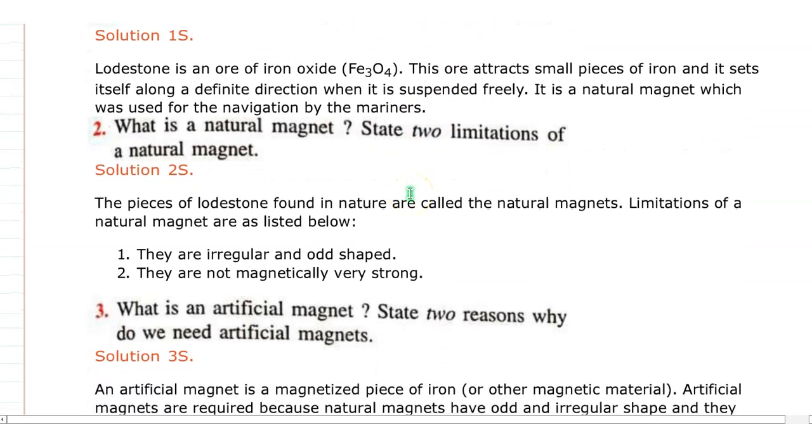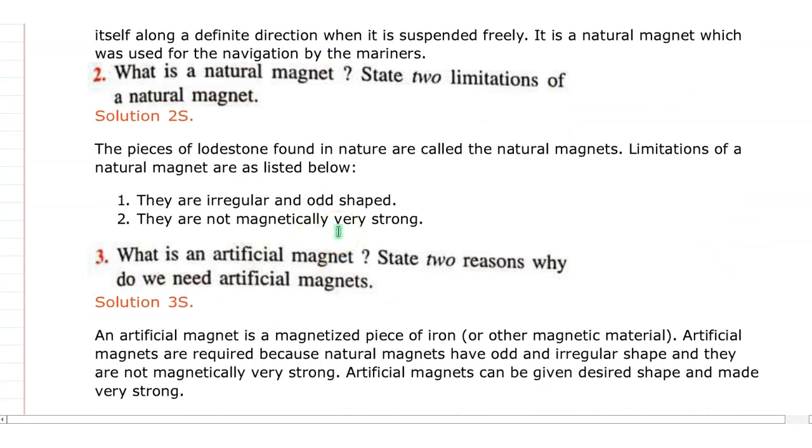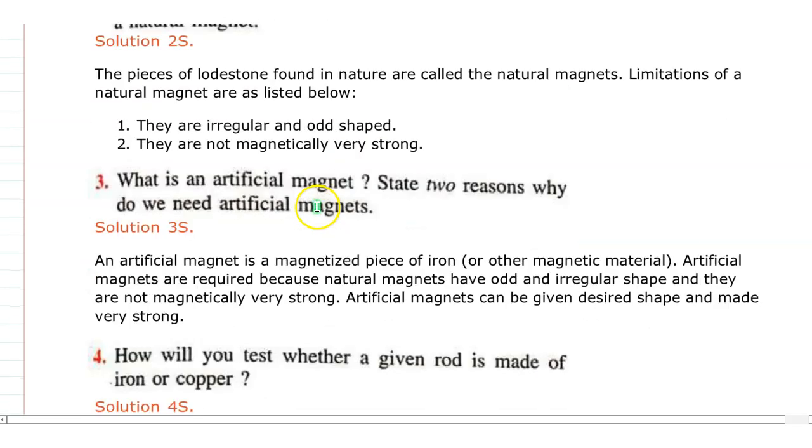What is a natural magnet? State two limitations of natural magnets. The piece of lodestone found in nature is called a natural magnet. Limitations of natural magnets are listed below. They have irregular and odd shapes. They may be of many shapes. They are not magnetically very strong.